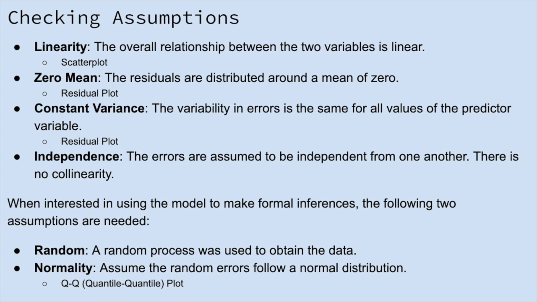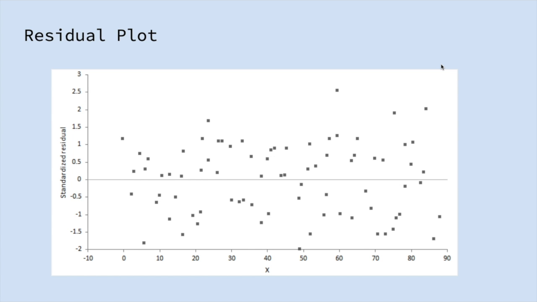Next is having a zero mean. We want the residuals to be distributed around a mean of 0, indicating that our data is normally distributed, with equal values above and below a line equal to 0. This can be checked with a residual plot.